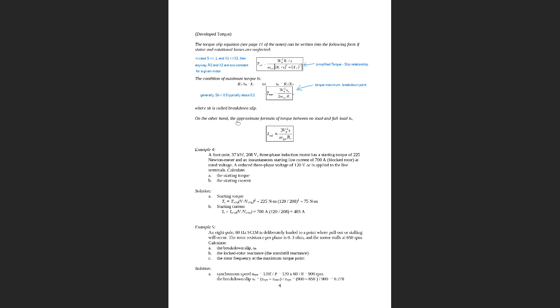That is one thing. On the other hand, if the slip is much smaller, so that R2 over S is much larger than X2, for example in the full-load case, the slip may be 0.05, something like that.